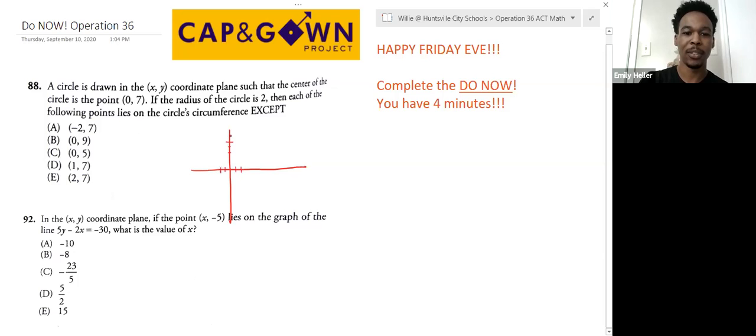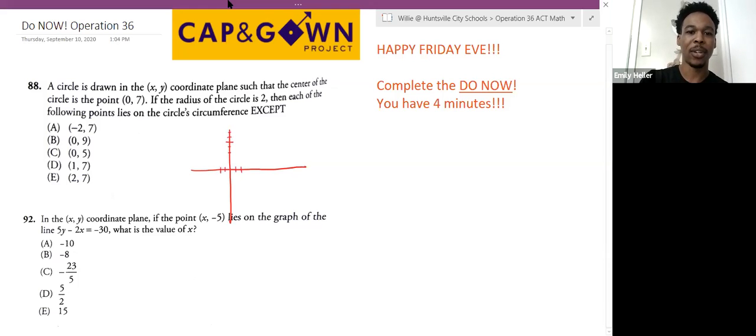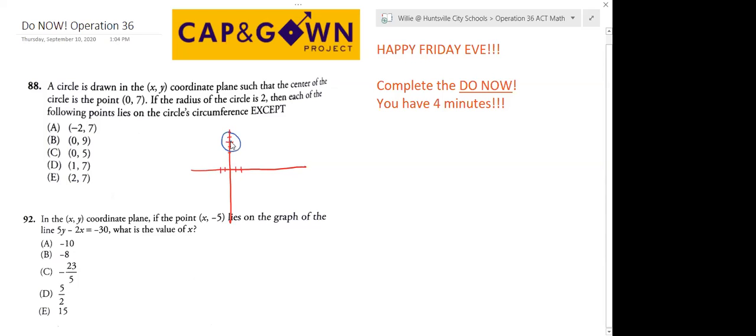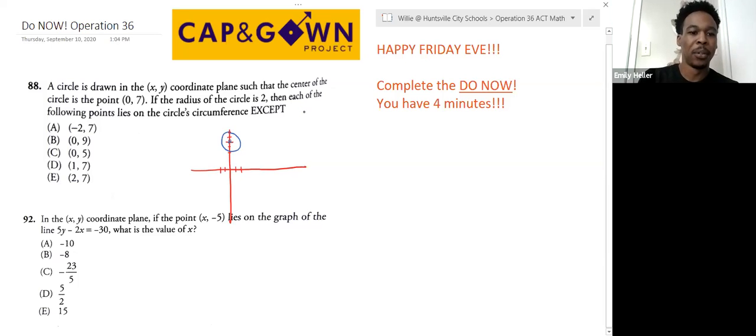Okay, let's try to draw this in a different color. All right, something that looks like that. Which point does not lie on this circle? So negative 2, 7, I would say that that's a point. 0, 9, there's 0, 9, I would say that's a point. So those two are not good answers.